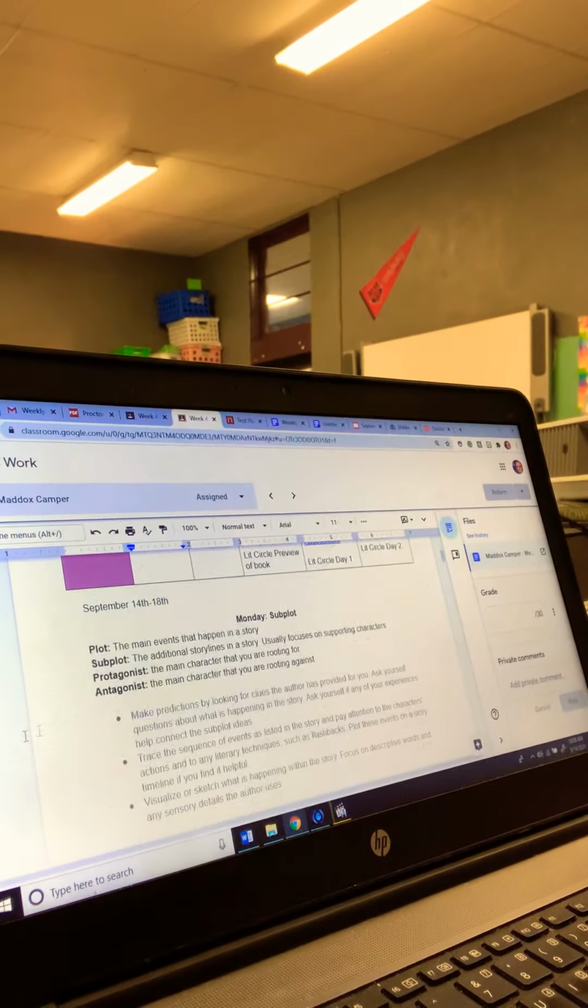So on this assignment today, you are going to click on Monday subplot. It tells you what a plot is. So the plot is the main events in the story. The subplot is the additional storylines. You have a protagonist, which is the person you're rooting for. It's not always a good person. Your protagonist can be a bad person. Maleficent, prime example. Like, there's a whole movie devoted to the bad character.